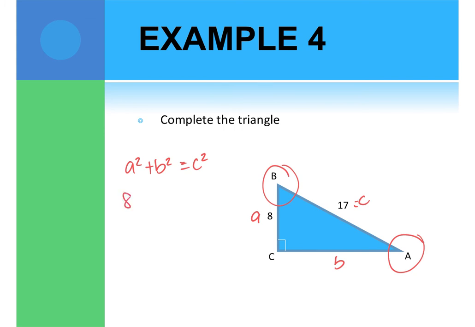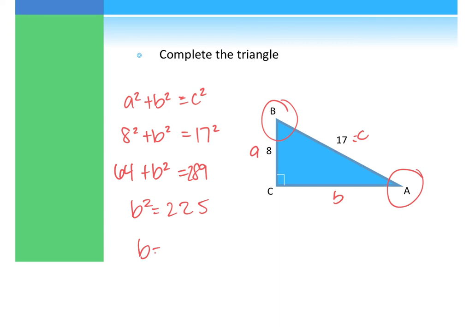This would be 8 squared plus b squared equals c squared, which is 17 squared. This is going to be 64 plus b squared equals, what's 17 times 17? 289. Thank you. You subtract 64 from both sides. You're going to get b squared equals 225. B equals 15. So this last missing side is 15.